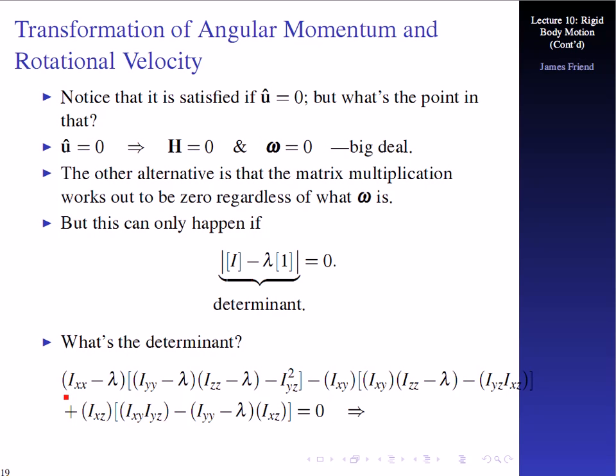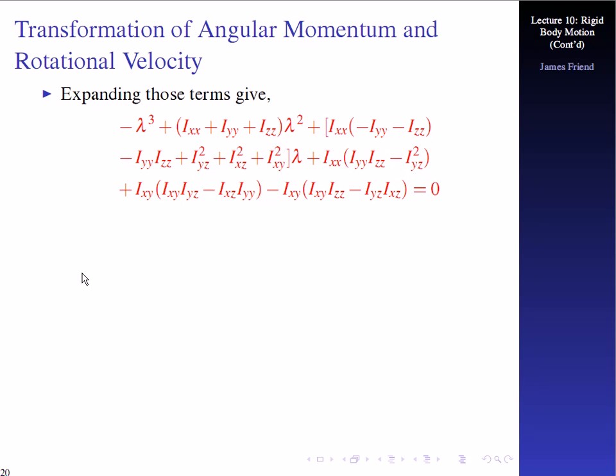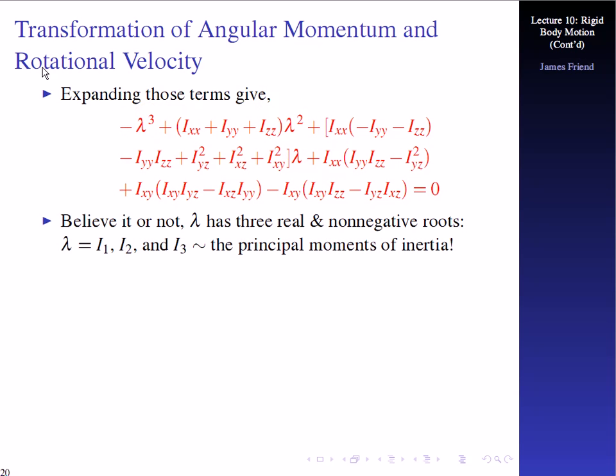Now, the determinant of this matrix is long to write out in longhand form: Ixx minus lambda times quantity Iyy minus lambda times Izz minus lambda minus Iyz squared, minus Ixy times quantity Ixy times Izz minus lambda minus Iyz Ixz, and then you add in Ixz times quantity Ixy times Iyz minus Iyy minus lambda times Ixz. That's all supposed to be equal to 0. And if we expand and collect on our lambdas, we have lambda cubed, lambda squared, lambda, and then everything else. If you've heard of lambda constants, it turns out this looks very similar in structural analysis.